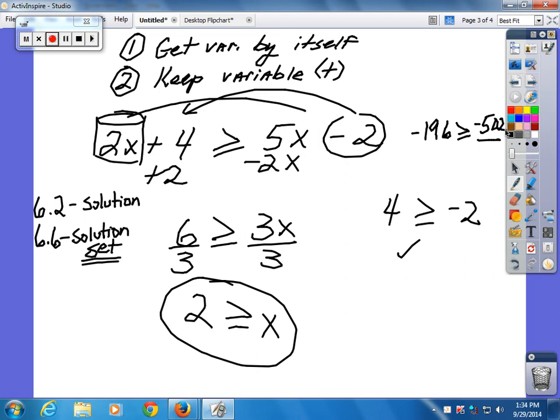Is negative 196 greater than or equal to negative 502? Yes. What would you rather have in the bank? Would you rather have negative 196 or negative 502? Negative 196, because you only owe the bank $196 versus negative 502.